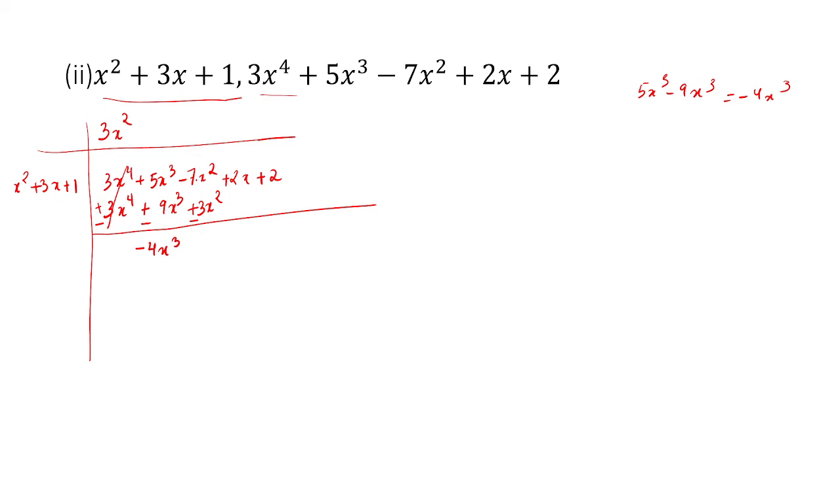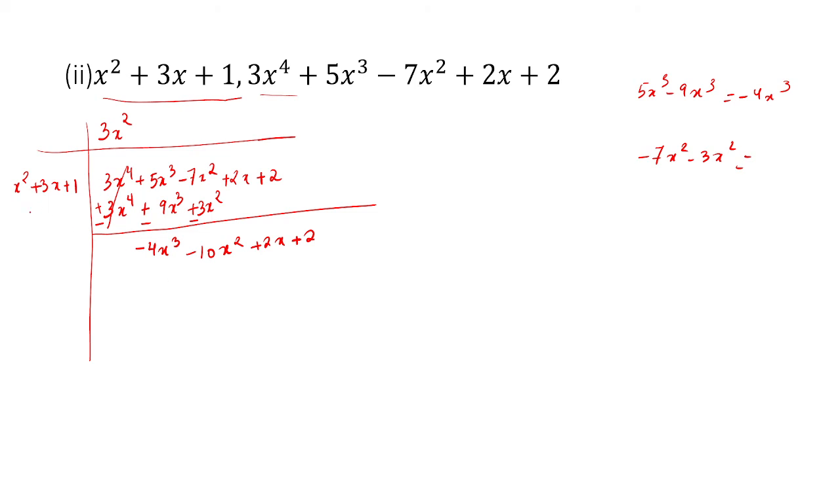Now minus 7x squared minus 3x squared. Remember, this is minus 7x squared minus 3x squared, so it will become minus 10x squared. Bring this down, plus 2x. Nothing will happen to these signs. Remember, the sign only changes when you're trying to subtract it.